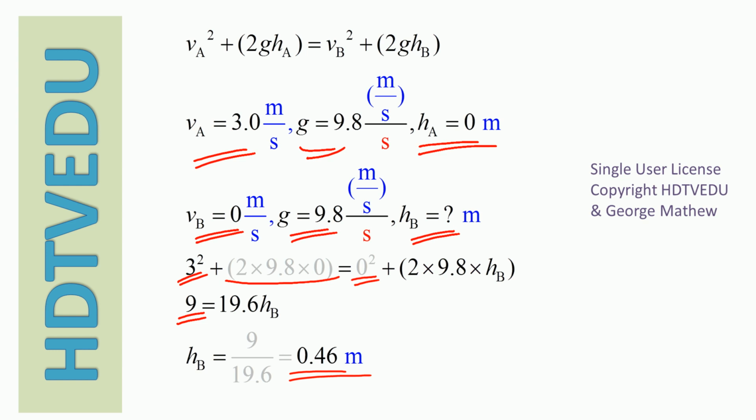So by just looking at the speed of projection, we are able to get how high it will go. We have assumed that the acceleration due to gravity was a constant.